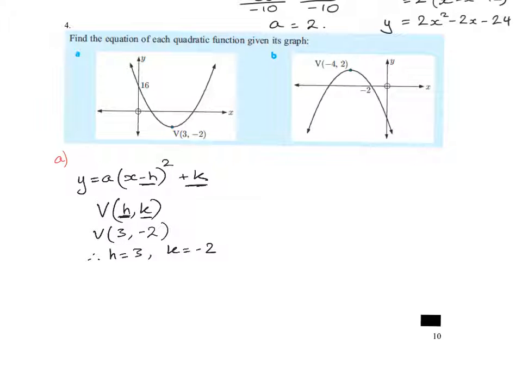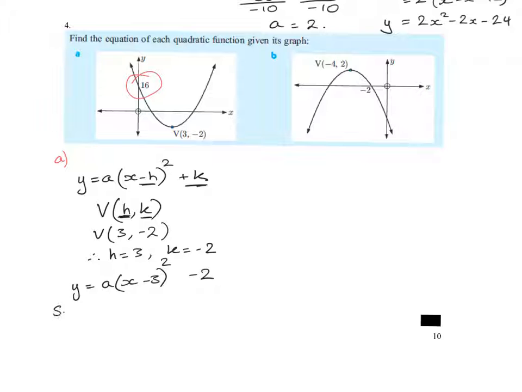So there's our value. So let's sub them into our function. So our function is y equals a times x minus h, so it becomes (x minus 3) squared, plus k, which is negative 2. So we're adding negative 2, and we could just write minus 2 instead. So that's fine too. But wait a minute, once again, I still don't know a. So what other point do I know? I know the y-intercept, which is 16.